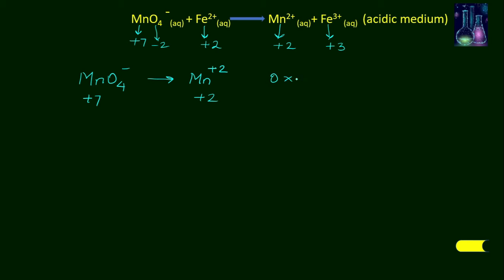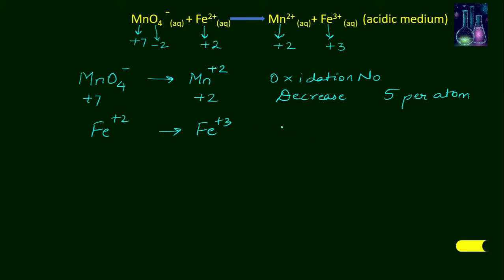So oxidation number decreases from +7 to +2, that is 5 per atom. In the case of Fe +2 to Fe +3, the oxidation number increases from +2 to +3, that is by 1. Increase by 1 per atom. So therefore, to make it equal, I have to multiply this by 5.